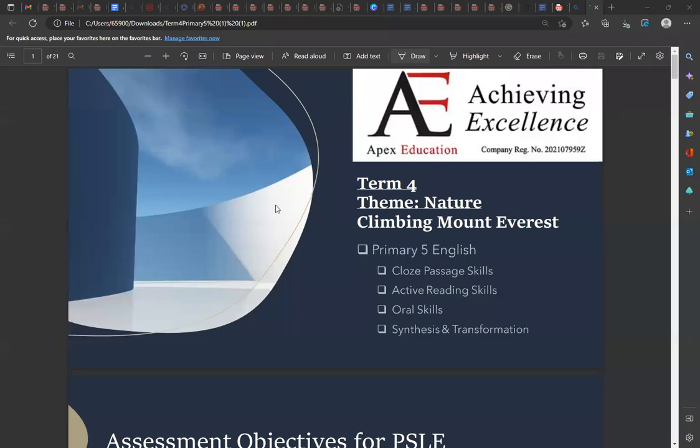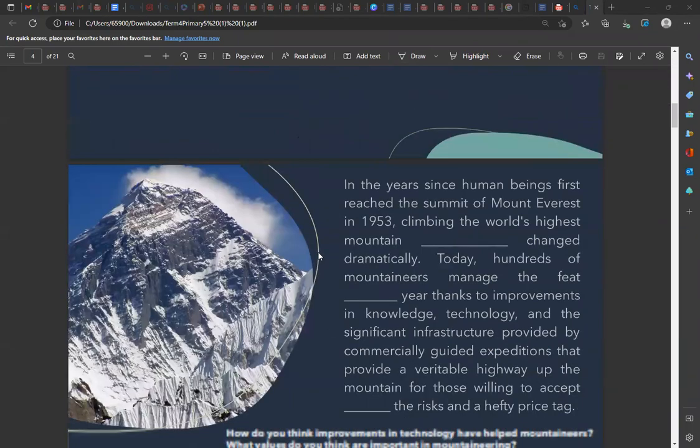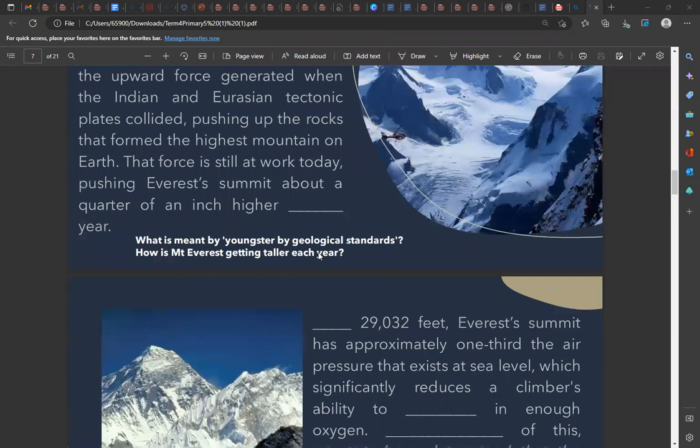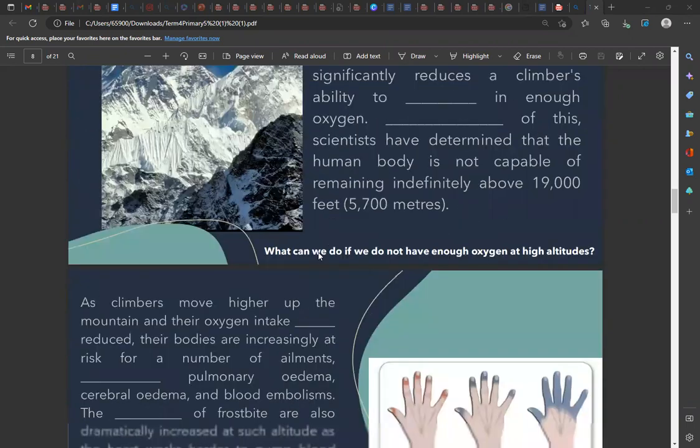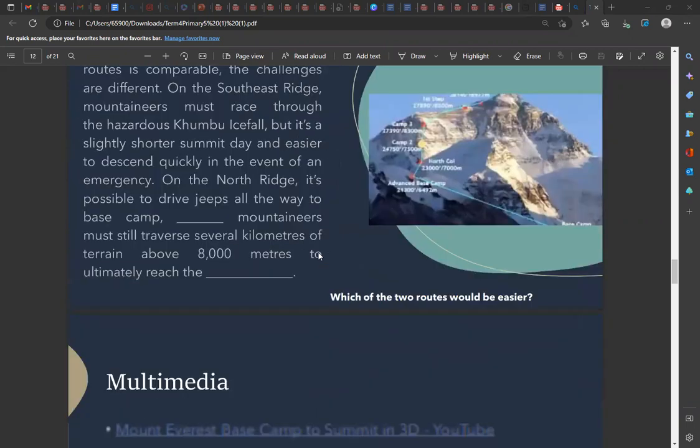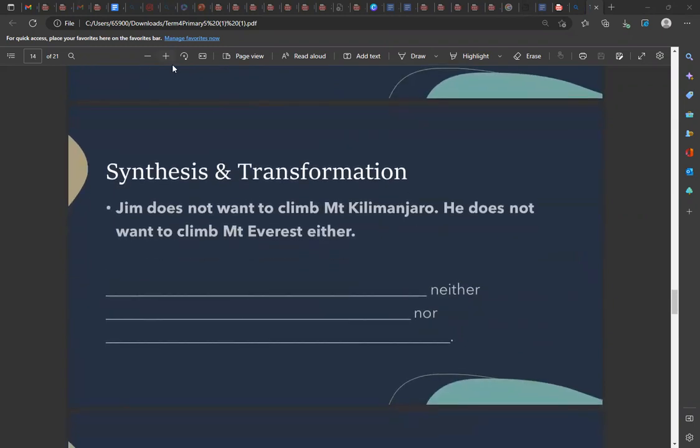In this video, I'm going to go through some synthesis and transformation questions, which we have covered in our Primary 5 class in the year 2022. The first question would contain the very common clause, neither nor. It is a very common question type that often appears in Primary 4, Primary 5, and Primary 6 examinations.